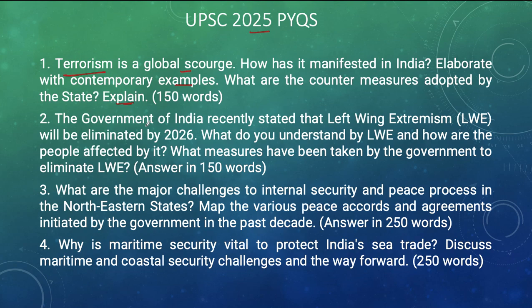Second question: The Government of India recently stated left-wing extremism will be eliminated by 2026. What do you understand by left-wing extremism? How are the people affected by it? What measures have been taken by the government to eliminate left-wing extremism? Here we need to talk about various government-related initiatives. Not only that, you need to talk about the red corridor and other corridors, where left-wing extremism is very popular, and what initiatives the government has taken, and you can mention the timeline.